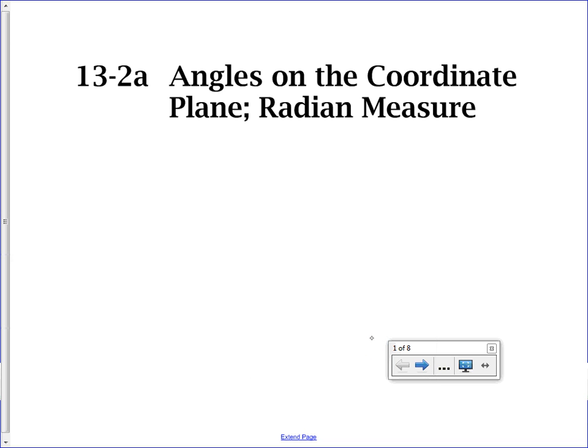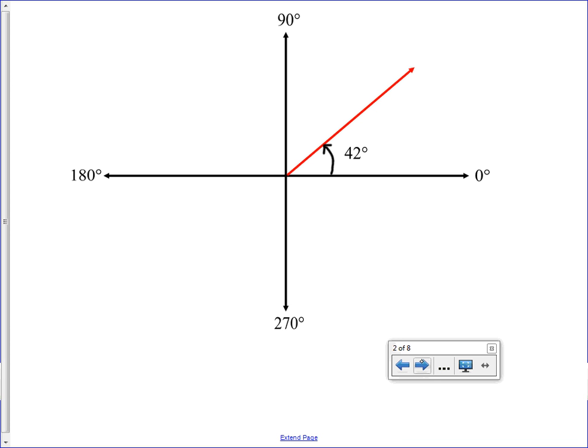This video is about angles on the coordinate plane and how to convert angles to radian measure from degree measure. This first slide just illustrates what an angle looks like on the coordinate plane. I've shown you a 42-degree angle with a little black arrow to show you that I'm lifting off of the x-axis, which points at 0, to go up 42 degrees into the first quadrant.